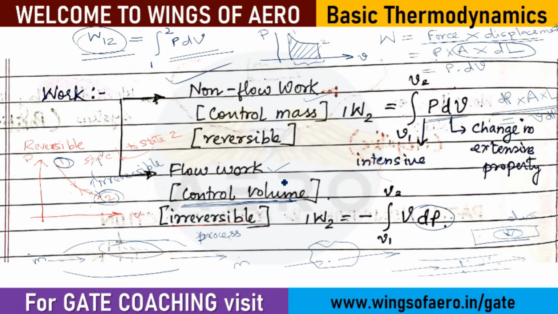Second, they will give you the application. You need to identify either by means of a formula or by means of the defined names. Then they will give you the application and ask you to solve the numericals from there, and you have to identify from the problem whether it is a flow work process or a non-flow work process.